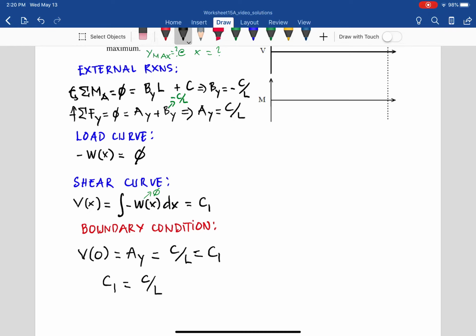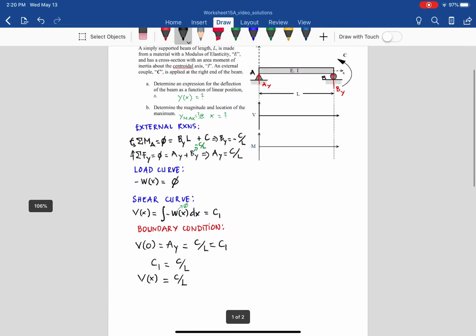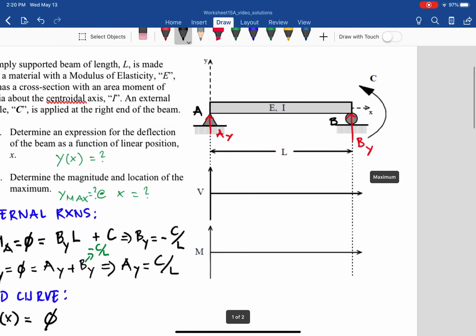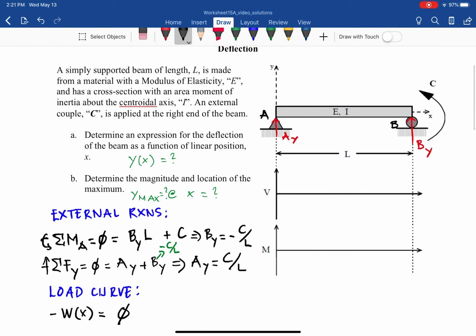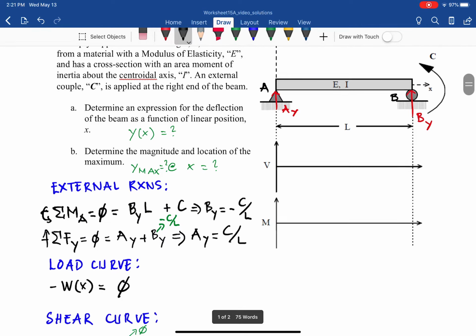So what does that mean? The shear curve V equals C1, and C1 is C over L. So it will be constant throughout the beam, C over L. So what does that mean here? We can draw the shear diagram from that equation.